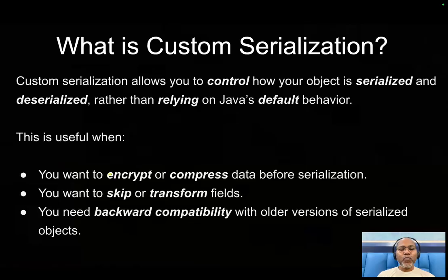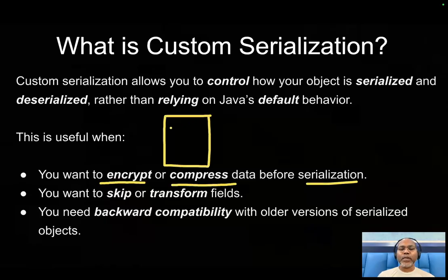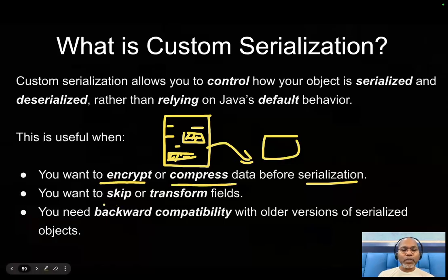Notice here, you want to encrypt or compress data before serialization. So whatever your Java object state has as a value, before serializing, for this field I want to apply some encryption or decryption, or this is huge data and I want to compress it. So before serialization, you want to do something, or you want to skip or transform a specific field.